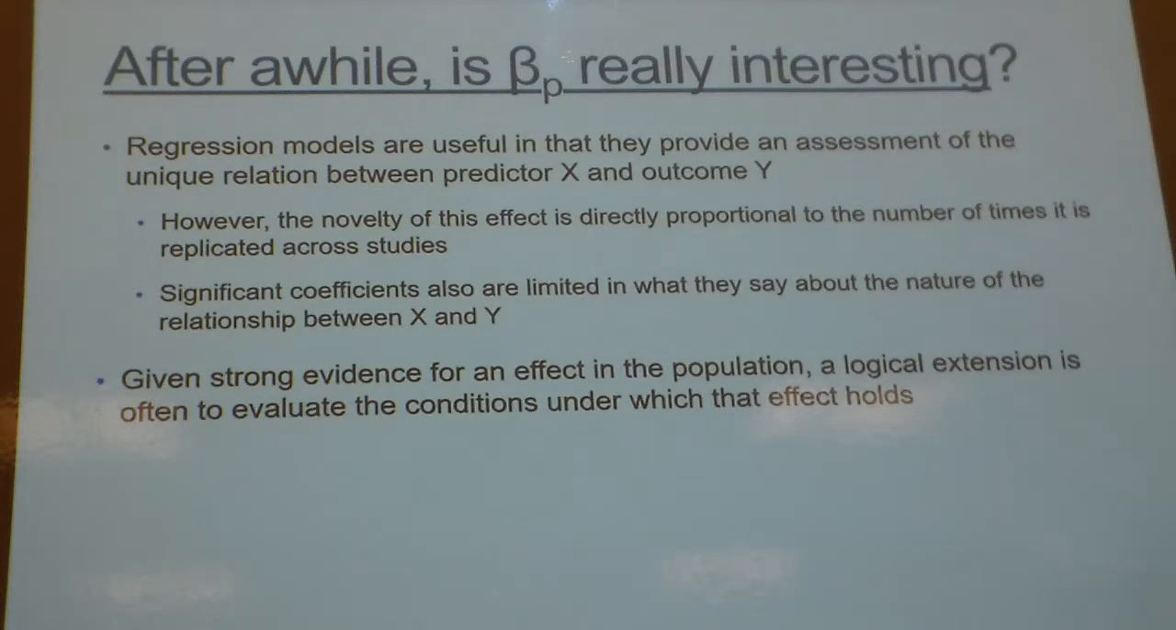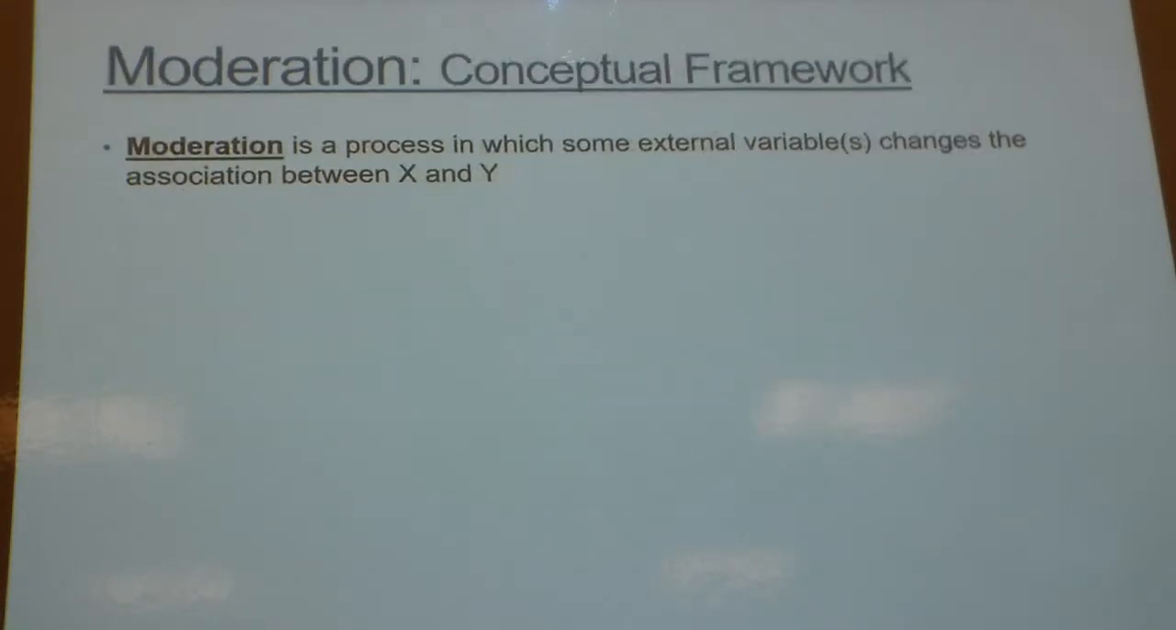If we have strong evidence that there's a relation between X and Y in the population, one of the things we can do to start asking more interesting questions is ask under what conditions this effect holds. So I know that PTSD is related to social support. Are there conditions under which PTSD isn't related to social support? Or are there situations in which PTSD is very, very strongly related to social support, and at other points it's not? Essentially what we're asking about here is moderation effects, okay?